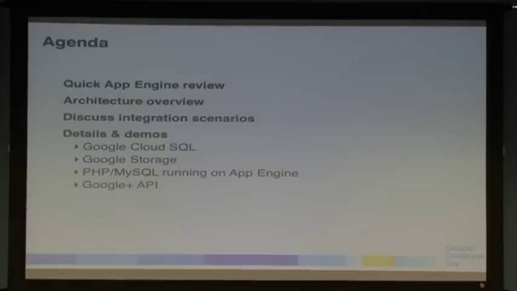So the agenda we have is, I'm just going to do a quick recap of App Engine super fast in case you missed the keynote. Talk a little bit about the architecture, the cloud architecture, how you can build and put these things together. Discuss some of the interesting integration scenarios. And actually, right before that, we have a local guest speaker who's just going to talk quickly about some of the interesting things he's done with App Engine and Android and some of his other applications.